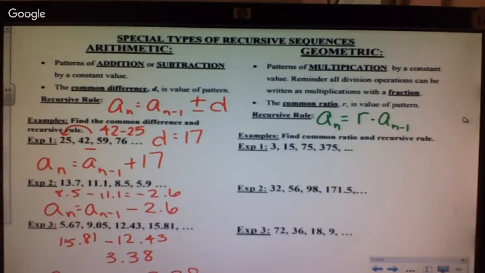Just like common difference, where I could take my second term and subtract the first term, I've got an easy way to do this too. Second term, but this time divided by the first term will give you your R value. So 15 divided by 3 is 5. So this is A sub n equals 5 times A sub n minus 1.